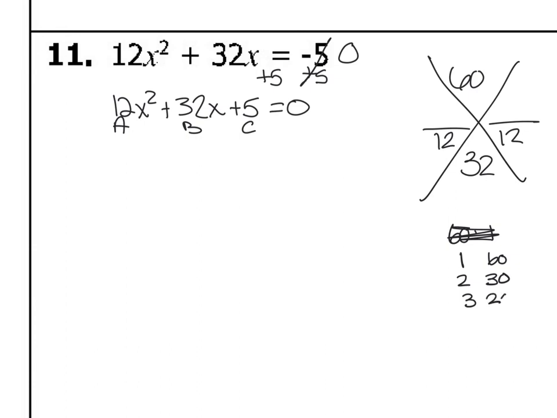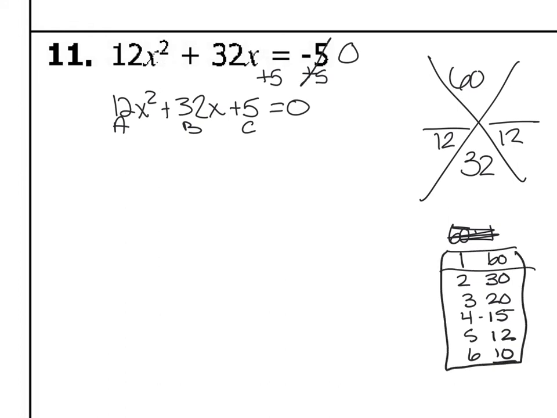3 will go into 60 20 times. 4 will go into 60 15 times. 5 will go into 60 12 times. 6 will go into 60 10 times. 7 won't do it. 8 won't do it. 9 won't do it. So now we're back to 10. So this is all our factors. Of these pairs of numbers, which one of them can I add to get 32? Well, that would be this one, 2 times 30.